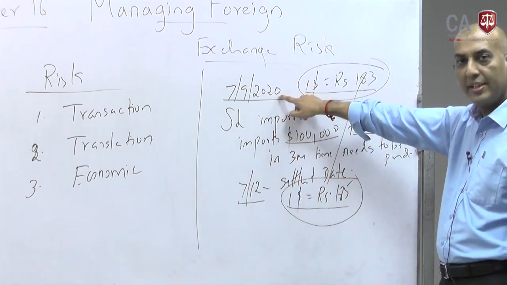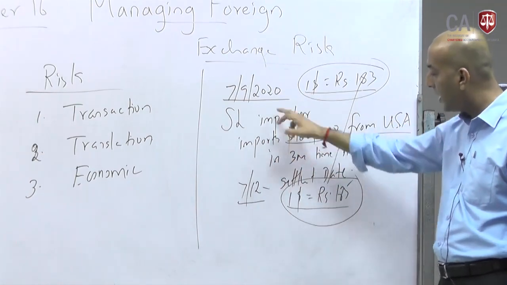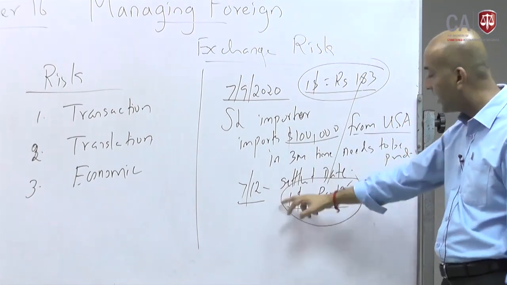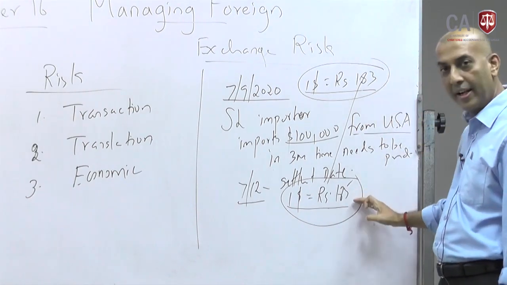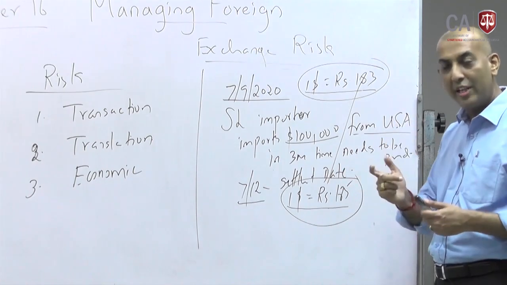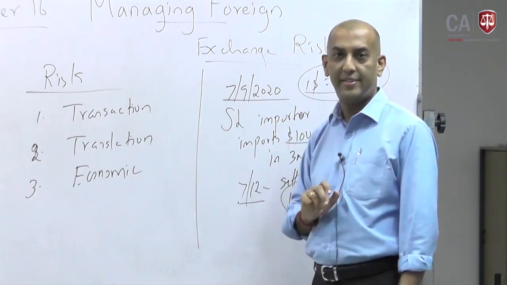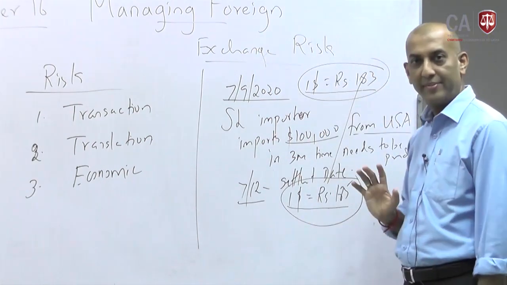So transaction risk is what? The day you purchase, you have an exchange rate, and the day you settle, 3 months later, there is another exchange rate. Between the purchase date and the settlement date, the exchange rate can vary adversely. That possibility is called transaction risk. So that's basically the main risk of the exchange rate.